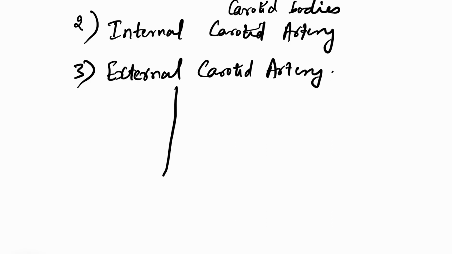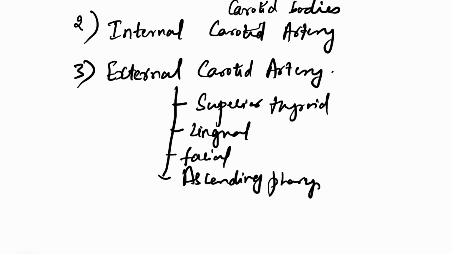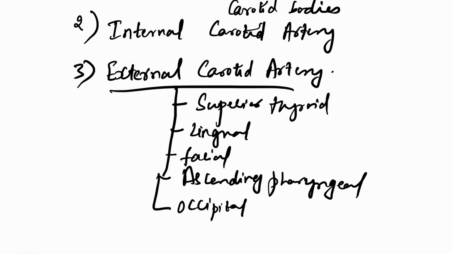So let us see the branches of the external carotid artery which are seen in the carotid triangle. Superior thyroid artery, then lingual artery, even the facial artery, then ascending pharyngeal, and finally even the occipital artery. Okay, occipital branches. So these branches of the external carotid arteries are also present in the carotid triangle.